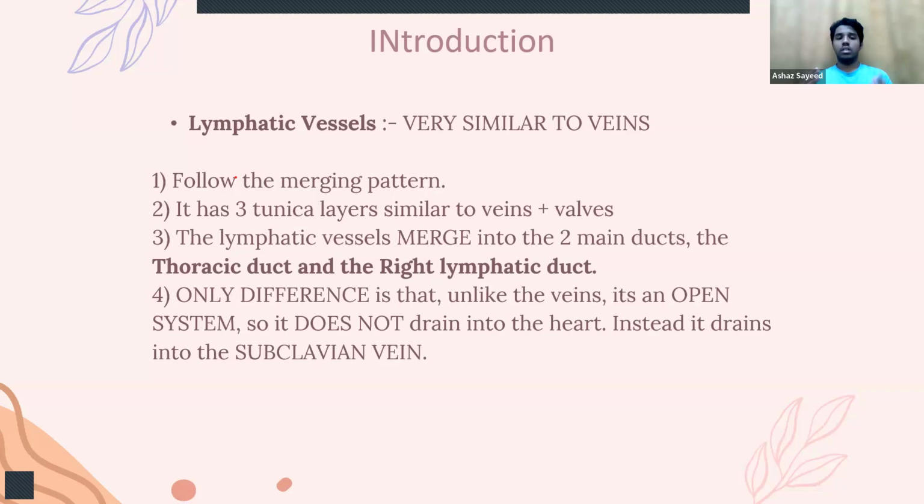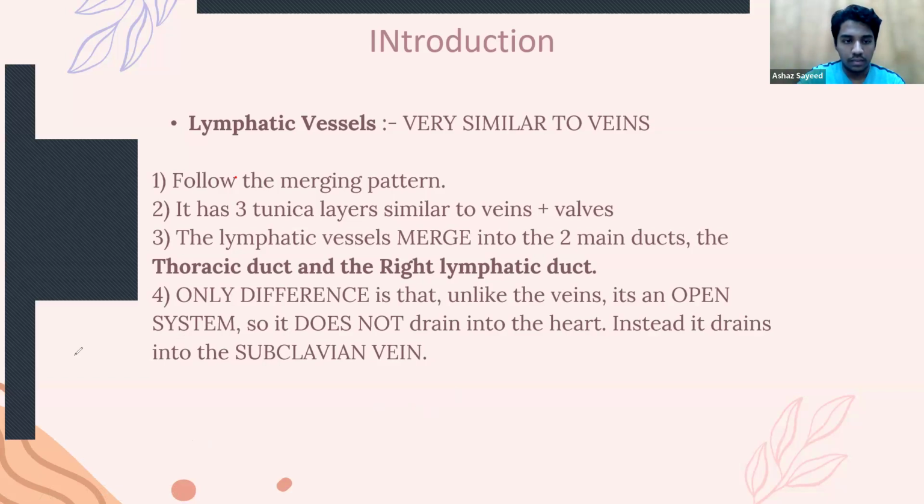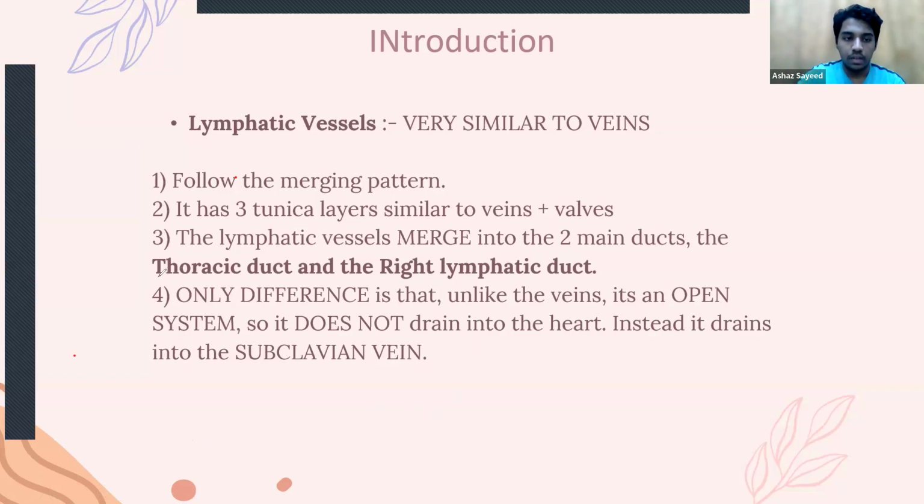They merge into two main ducts, the thoracic duct and the right lymphatic duct. These are the final big ones in the lymphatic system. And these two finally drain into the subclavian vein. So we have your thoracic duct and your right lymphatic duct, and they drain into the subclavian vein. They don't drain into the heart. Remember this. Some people get this confused too.